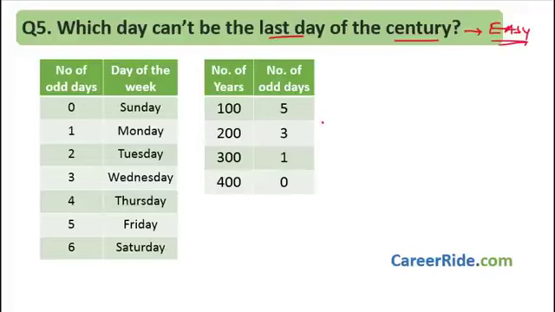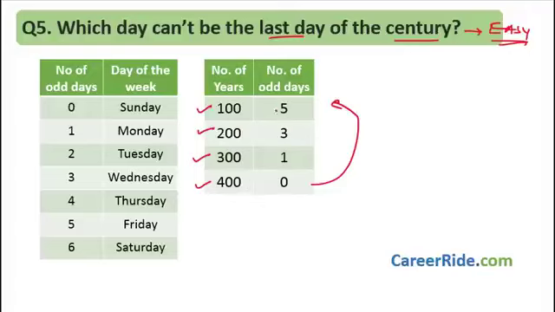Okay, and that is the reason I always insist on getting your basics right. Okay, let's see this question. When we say century, it means we are talking about 100 years, 200 years, 300 years or 400 years. Why only till 400? Because we know that after this the calendar repeats, right? So that is why we are considering only these 4 century years.